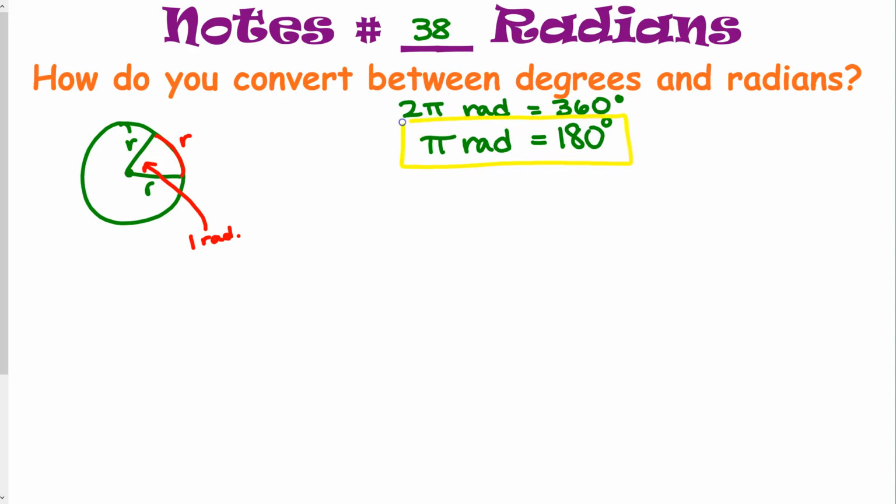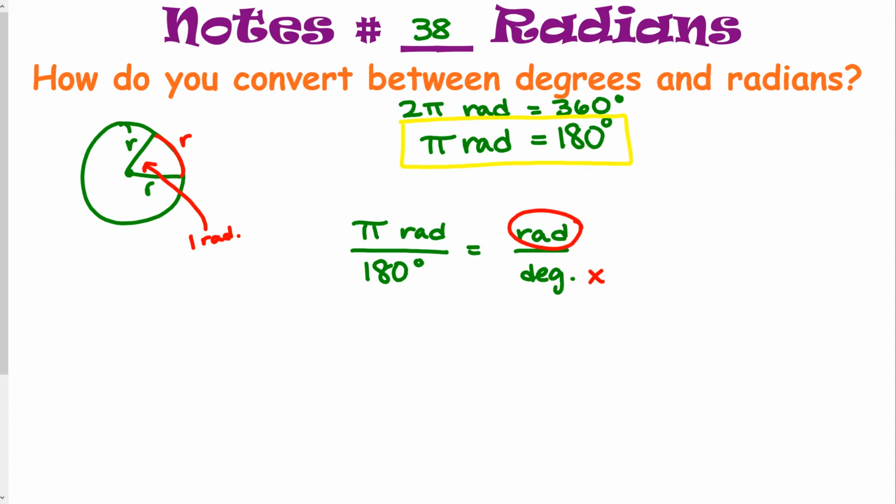And in fact, we can make a proportion. So the proportion would be pi radians over 180 degrees equals some number of radians over some number of degrees. So let's say you know the radians, you would plug that in and you would use x for the degrees. Or if you knew the degrees, you would plug that in and you would use x for the radians, and then you could solve for the one you don't know.